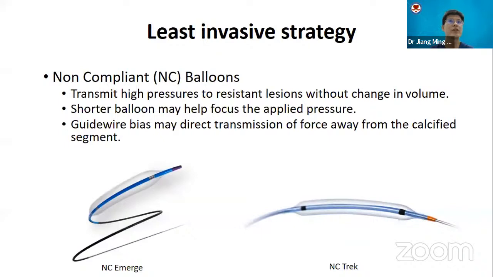Now, despite this transmission of high pressure, many lesions fail to dilate and require more aggressive strategies, because sometimes in eccentric calcified plaques, the balloon dilation could be limited due to the presence of guide wire bias. It may direct transmission of this force away from the calcified segment.